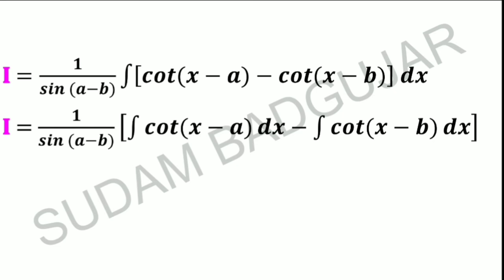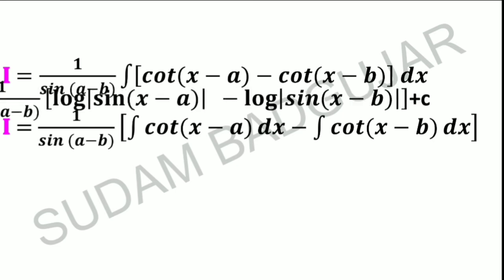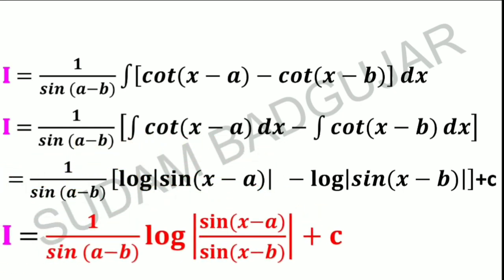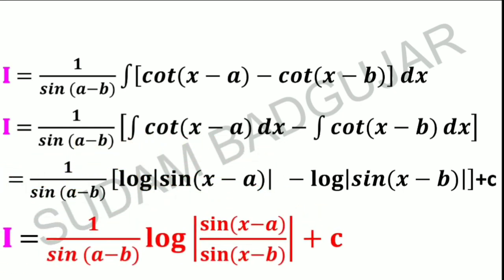What is integration of cot? That is nothing but log of sine. Means 1 upon sine of a minus b into log of sine of (x minus a) minus log of sine of (x minus b). You know log m minus log n is log of m upon n. So you will get 1 upon sine of a minus b into log of sine of (x minus a) upon sine of (x minus b) plus c. What is c? The constant of integration. And this is the final answer.